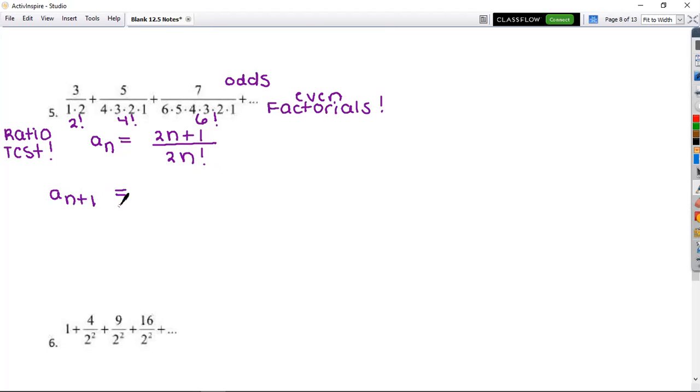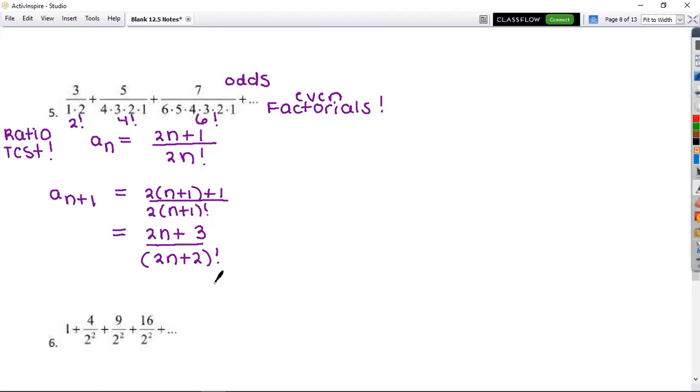equal to, and I'm going to go 2, and then n plus 1, and then plus 1, and then over 2, and then n plus 1. So combine these, so 2n plus 2 plus 1 would be 2n plus 3, and then divided by 2n plus 2 factorial.